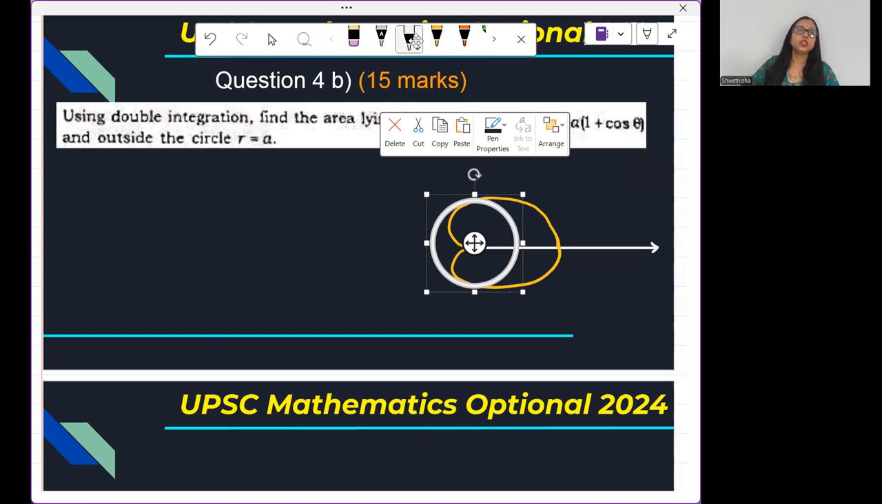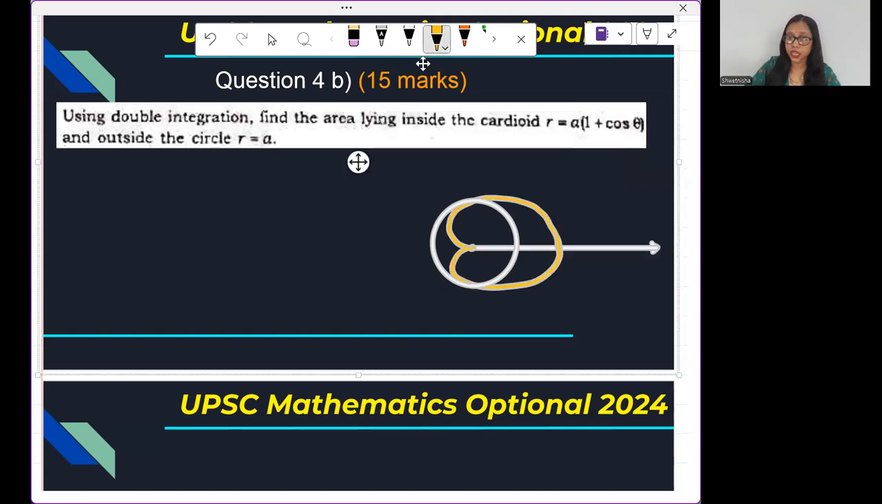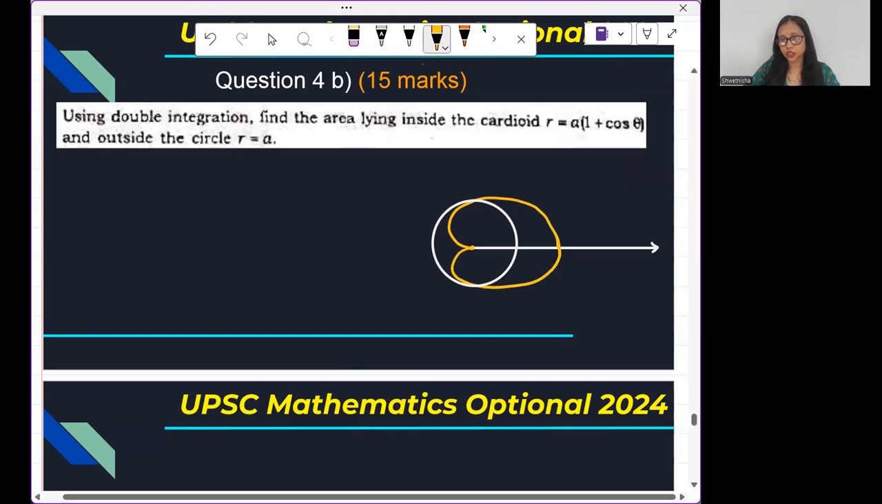Yes. Note, using double integration, which area do we need to find? Find the area lying inside the cardioid and outside the circle. So this area. Don't confuse, this is not the area we have to calculate. This is not outside the circle, this is inside the circle. So this area is not calculated. This is the only area, the shaded part that I have shaded here, this side.